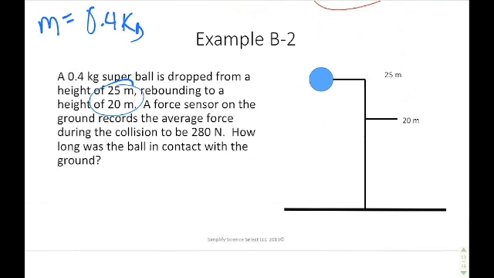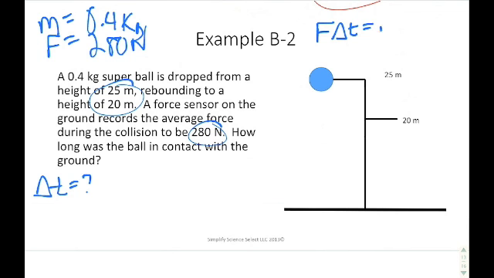So you're also given the force is 280 newtons, and we are trying to solve for the contact time. That's what we're looking for. So the equation that I'm going to use is the same, F delta T equals M delta V. The problem is that I have M, I have F, and I'm trying to solve for T, but in order to get to T, I need to figure out what the change in velocity will be. So in order to do that, I can use either your energy equations, or you can use kinematics, whichever one you're more comfortable with. They're the same.